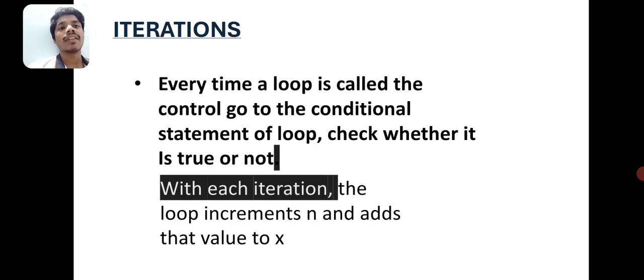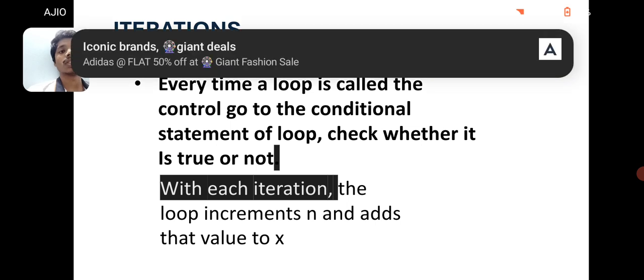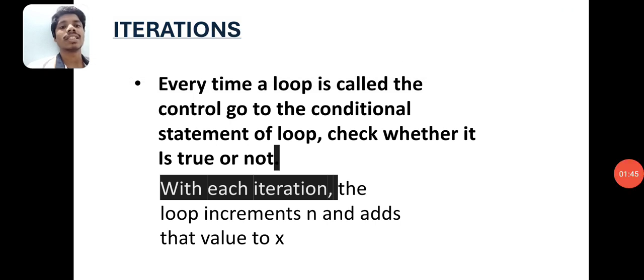Iterations. Every time a loop is called, control goes to the conditional statement of the loop to check whether it is true or not. With each iteration, the loop increments n and adds that value to x.